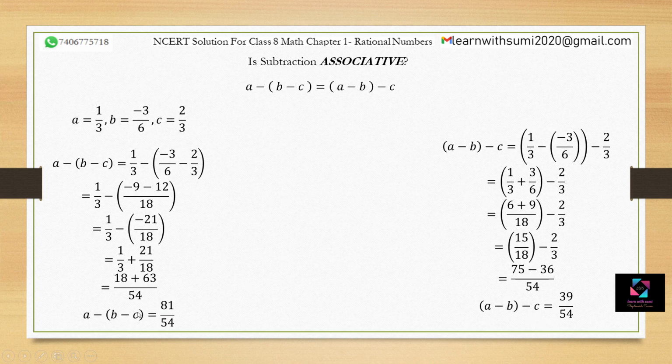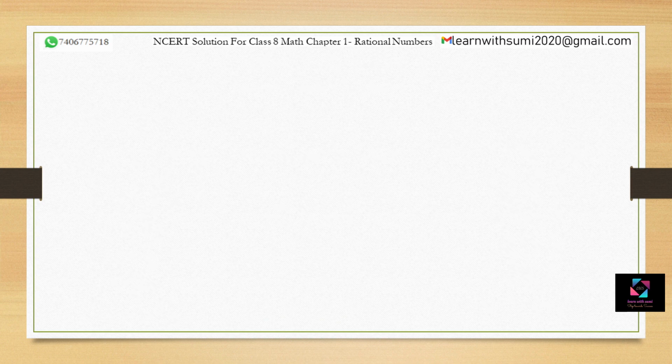You can compare LHS with RHS. It doesn't satisfy the condition of equals. So it is not equal to each other. (A minus B) minus C is not equal to A minus (B minus C). So subtraction is not associative. Now we will move on to the associative property of multiplication.